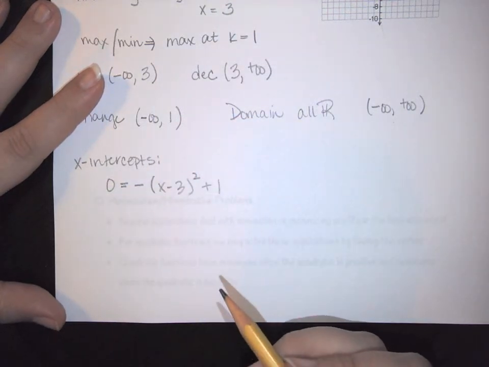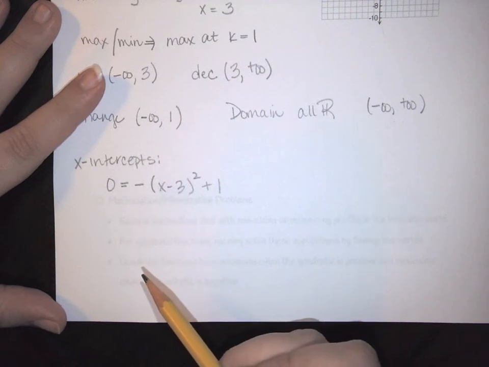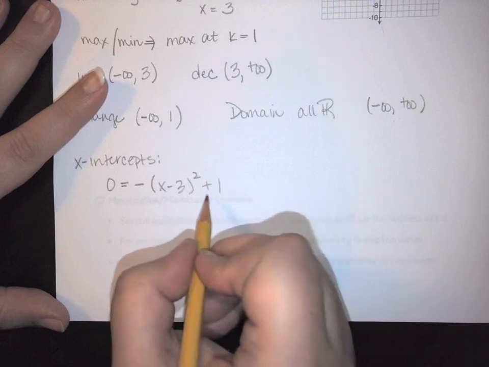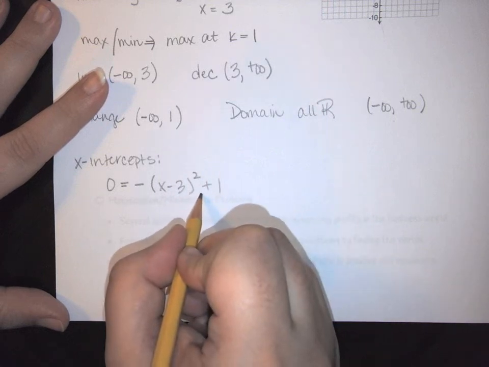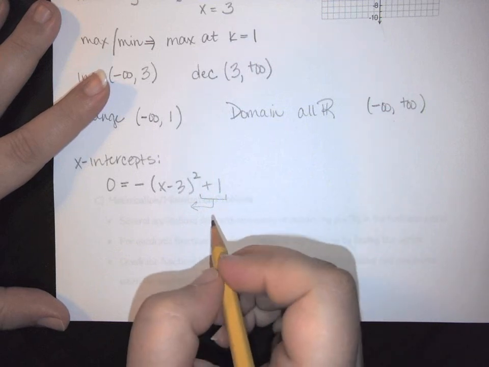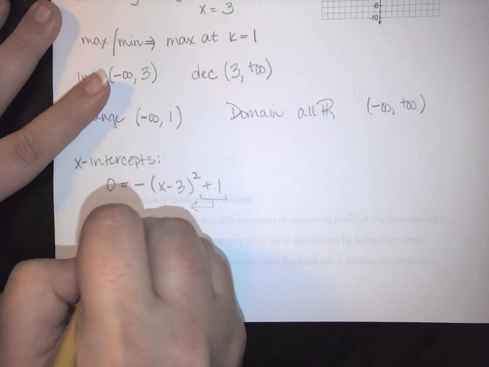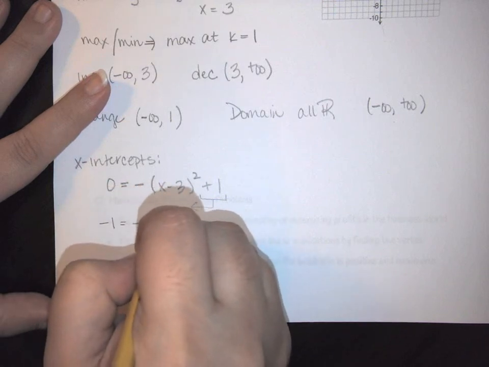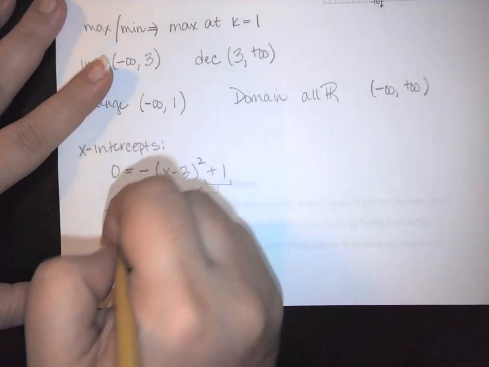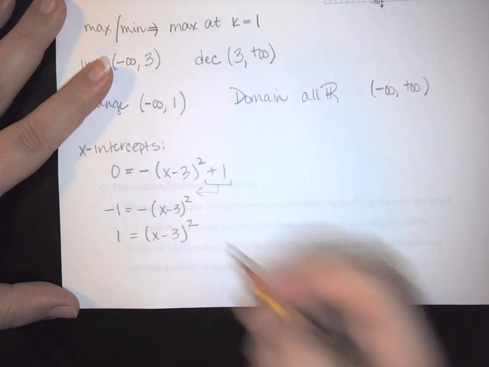So the first thing that I have to do is solve. Here, I would work my way backwards. I would take this 1 and move it over, so to do that I have to subtract. So this becomes negative 1 is equal to negative x minus 3 squared. Divide everything by the negative, so we have 1 equals x minus 3 squared.